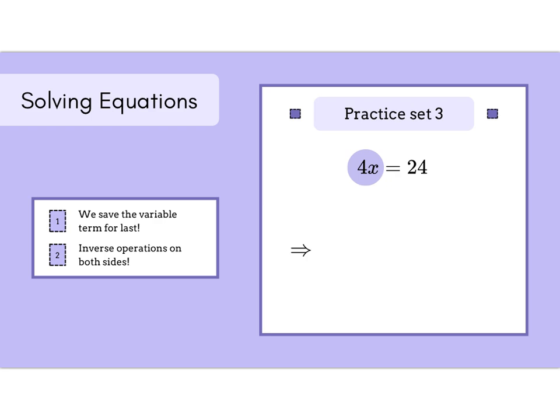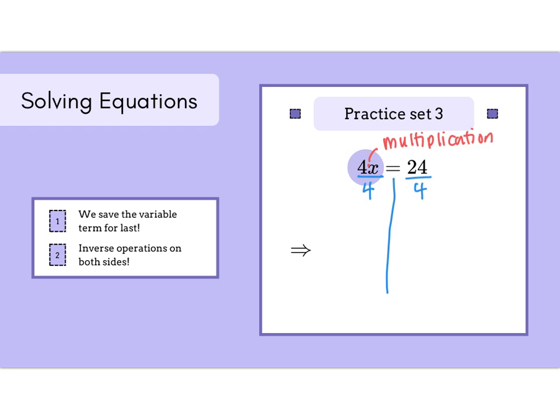And this is the tricky one, because remember that even though it doesn't have a specific operation, when they're next to each other, side by side, we know that that is a multiplication problem. So since they're being multiplied, to get rid of multiplication, I divide. And I divide both sides by 4. And draw my line here.